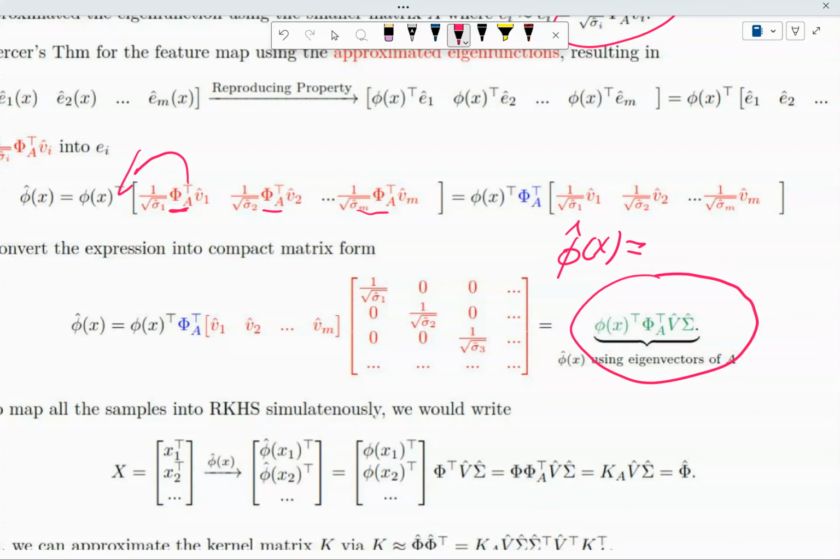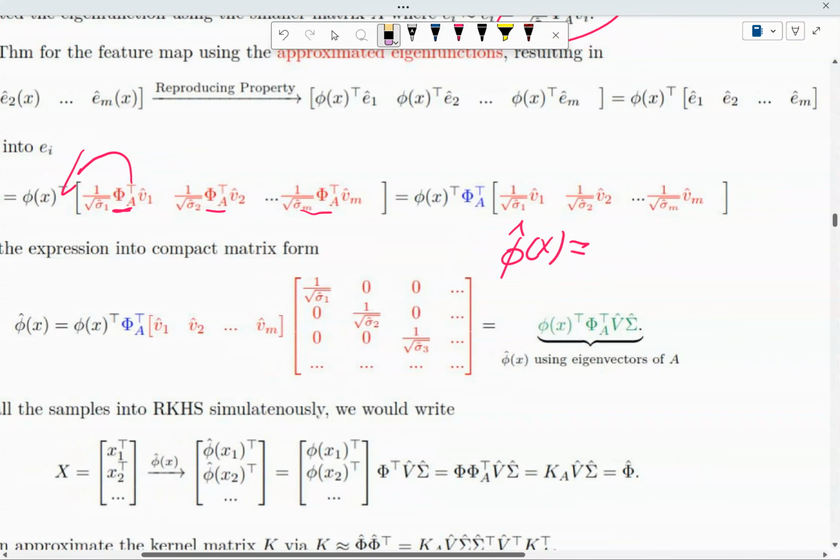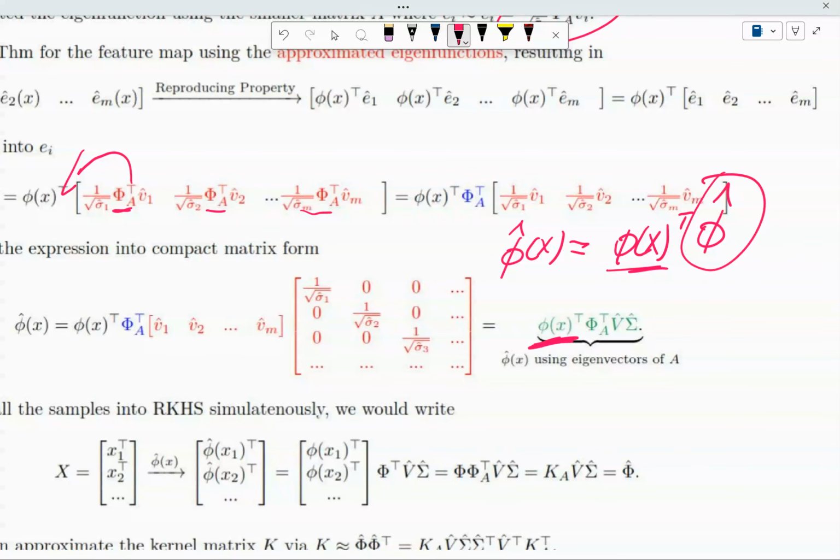This is the approximation using just the A matrix. Now remember, the way you can see this is that, if you use the reproducing property, this is equal to phi transpose phi hat, right? So that's the reproducing property. So this is equivalent to this part. All we did is we found the representation of what phi hat is, which is the feature map approximated from A. So this right here is phi hat.